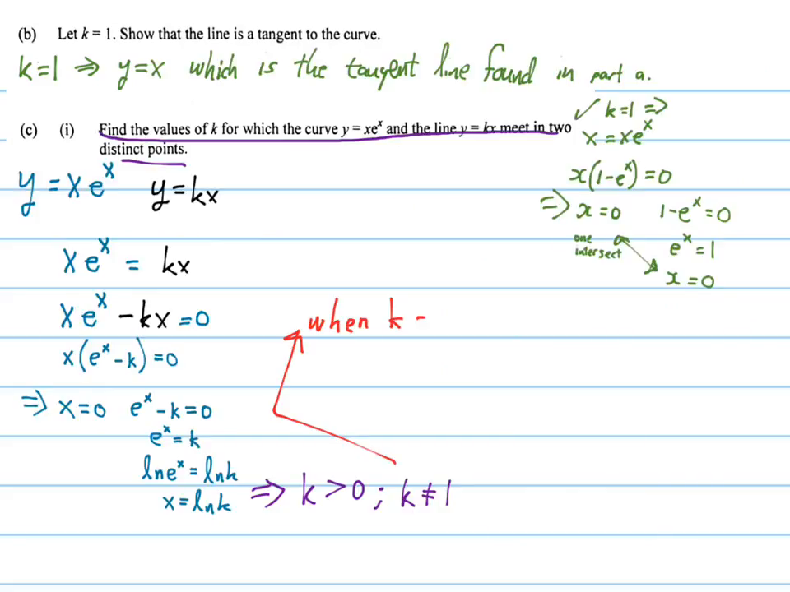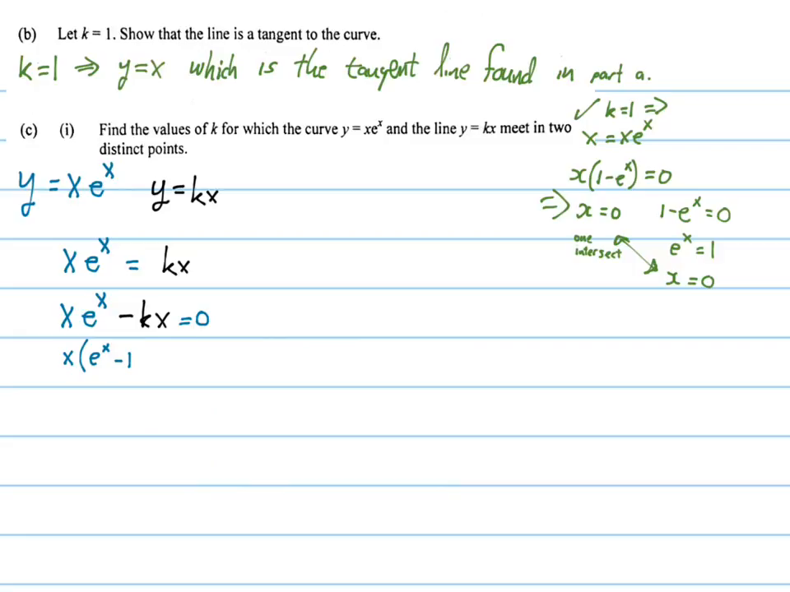So, first thing we do is we set the two equations, y equals kx and y equals x e to the x, equal to each other to find the x coordinate for intersection. So when these things are equal, I'm going to subtract kx from both sides so that I can use the zero product principle. I factor out the x and I get these two conclusions. Either x equals 0 or e to the x equals k. In other words, x equals the natural log of k.